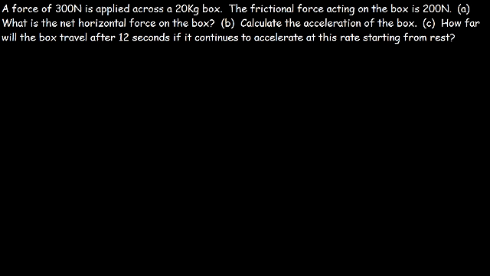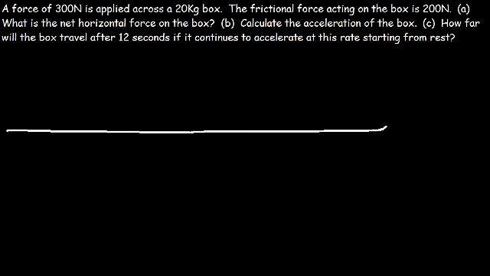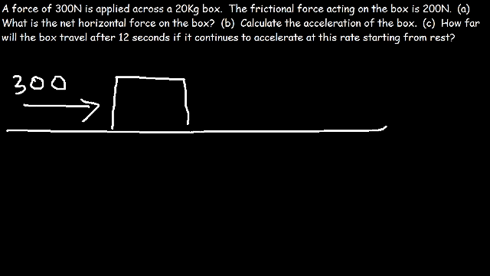A force of 300 newtons is applied across a 20 kilogram box. The frictional force acting on the box is 200 newtons. What is the net horizontal force on the box? So let's begin. So we have an applied force of 300 newtons. So let's call it a capital F. And there's a frictional force of 200 newtons.